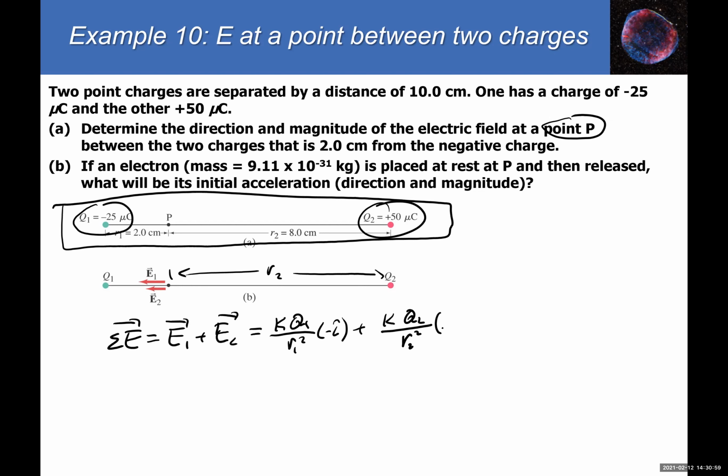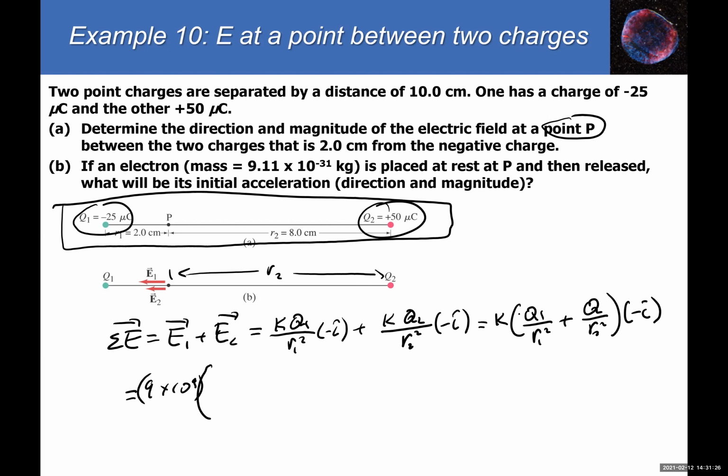And direction again is negative i hat. Then just basically add them together. I can see that I can do this. I can factor out k. So it becomes q1 over r1 squared, or I can just basically add them together, right? q2 over r2 squared, and then do this with negative i hat, right? Factor out negative i hat as well. And then just calculate. So 9 times 10 to the 9 for k.